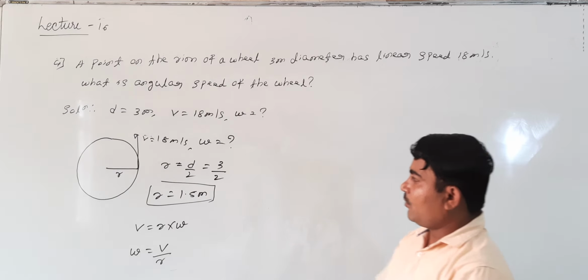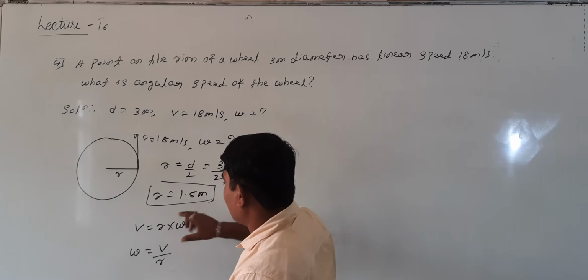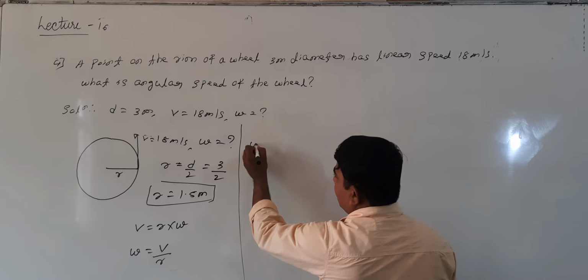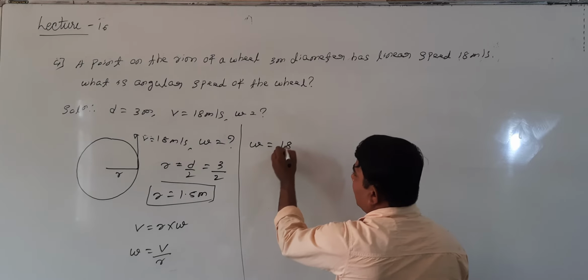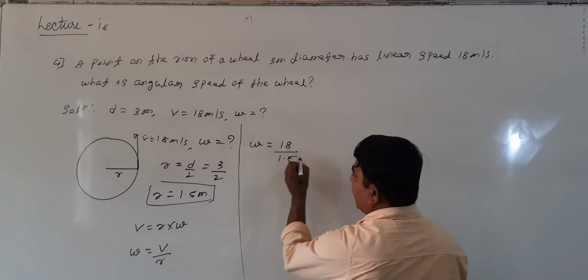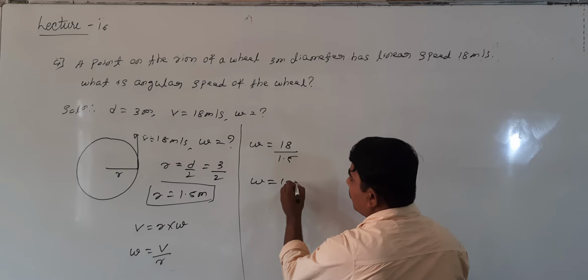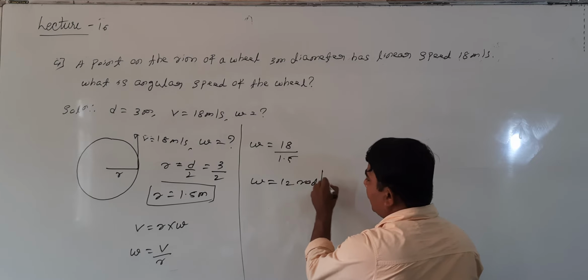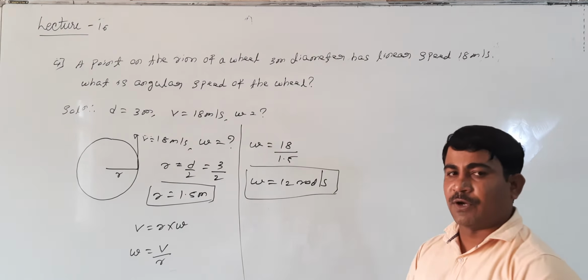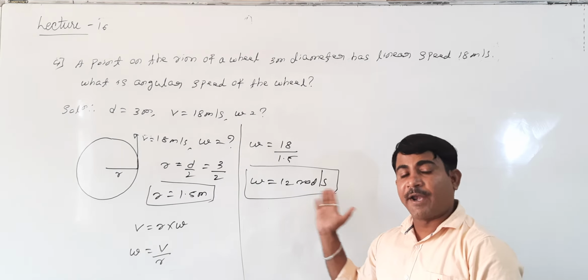Right. V given how much? 18 meter per second. R given 1.5. Shall I go directly to calculation then? V 18, R 1.5. Then see here, how much omega will we get? Omega equal to 12 radian per second.